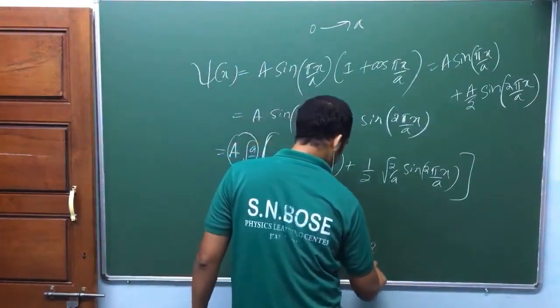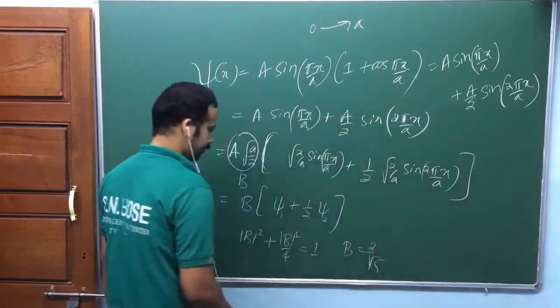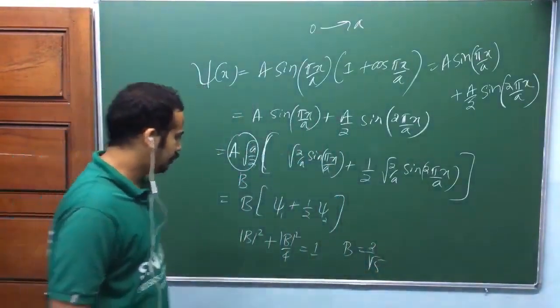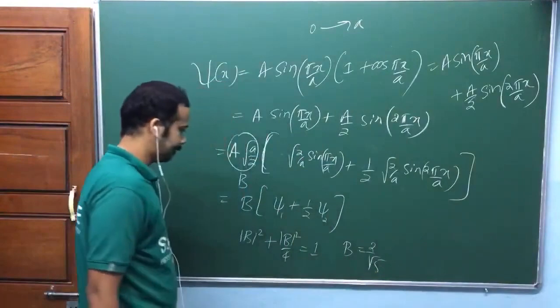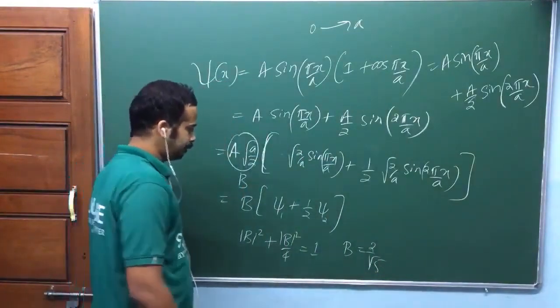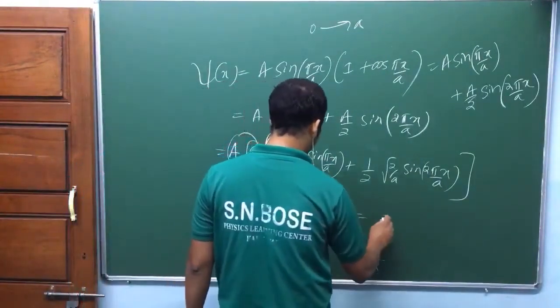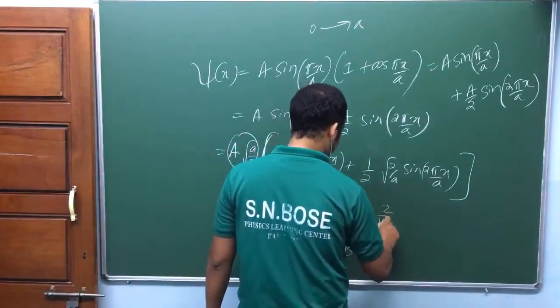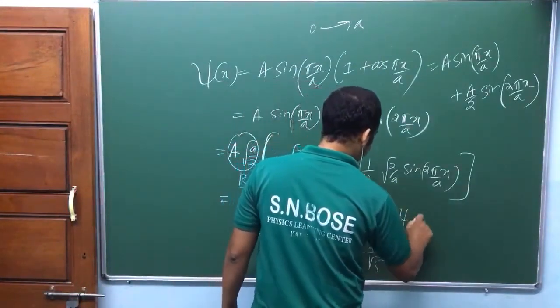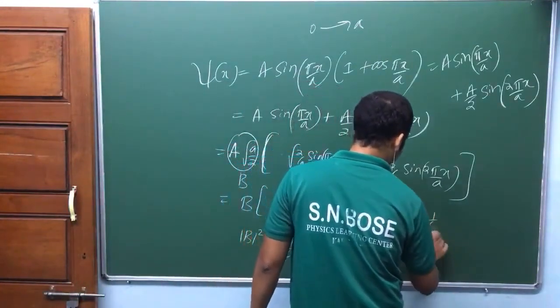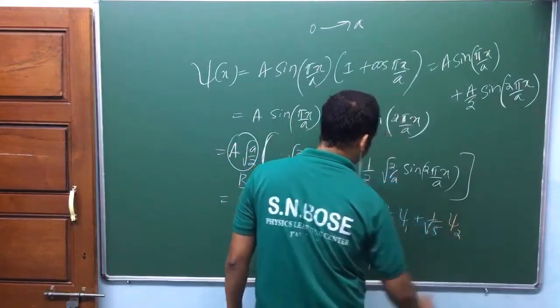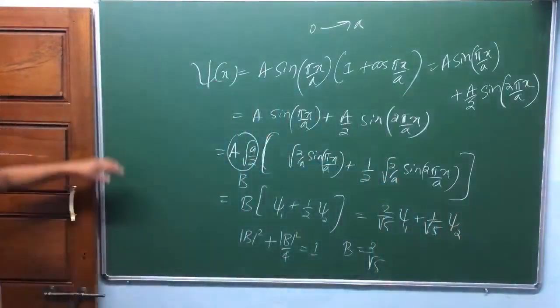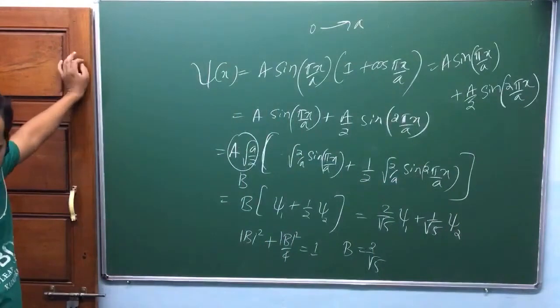2 by root 5? Speak out. 2 by root 5? Yes, sir. So your normalized state will be 2 by root 5 psi 1 plus 1 by root 5 psi 2. Check that out. Is that okay?